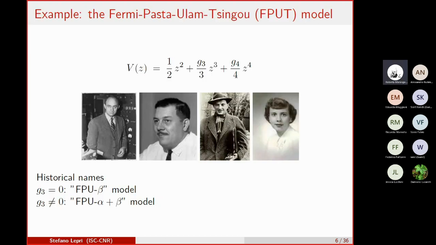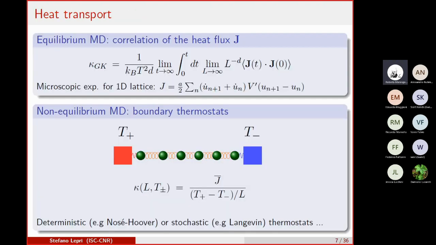The examples are, as I mentioned, the famous Fermi-Pasta-Ulam model, where the interaction potential is an algebraic potential. This is a model that has been studied a lot. There are two types of models. One is where the leading nonlinearity is cubic. The other is where the leading nonlinearity is quartic, so the case g3 equals 0. These two models may appear similar, but they are different, and I will comment on this later.